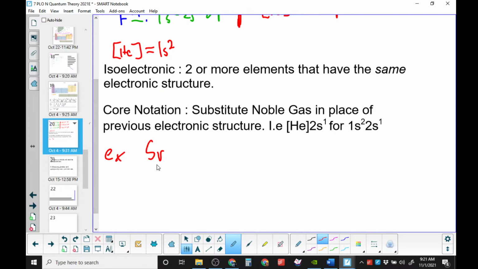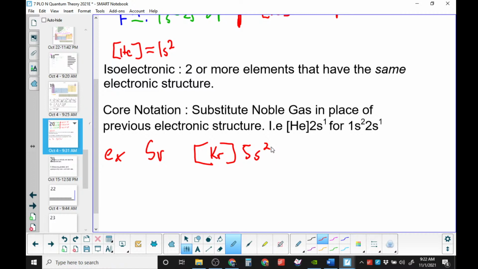Because strontium, which is right here, I could write 1s2, 2s2, 2p6, 3s2, 3p6, 4s2, 3d10, 4p6. Now I can do this: I can go krypton, and I skip all of that. And I go 1, 2, 3, 4. It's 5s2.